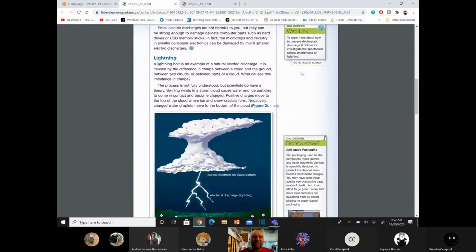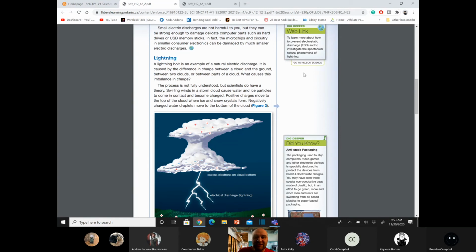Lightning. I guess that's why we have surge bars, power bars, on your computer. Okay, lightning. A bolt of lightning is an example of a natural electric discharge. It is caused by the difference in charge between a cloud and the ground, between two clouds, or between parts of a cloud. What causes this imbalance of charge? The process is not fully understood, but scientists do have a theory. Swirling winds in a storm cloud cause water and ice particles to come in contact and become charged.